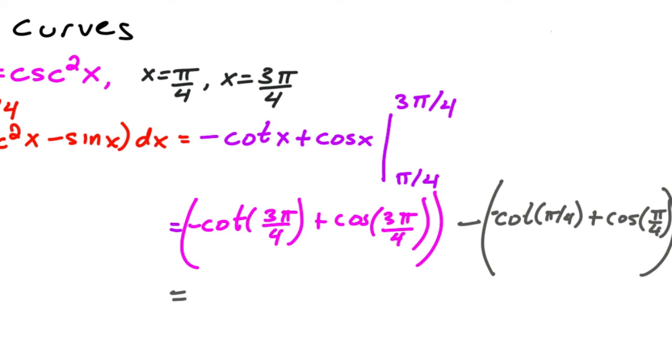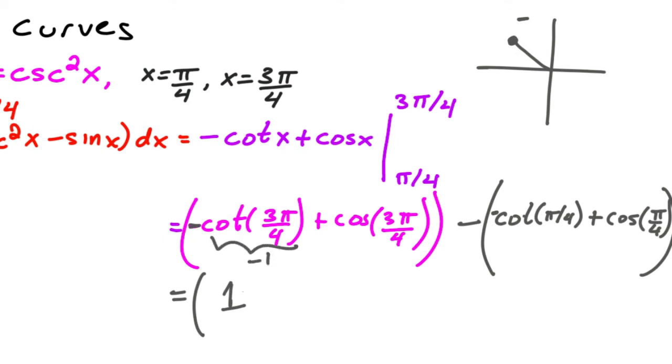So for cotangent of 3 pi over 4, let's go here to our trusty unit circle. That's right here in the second quadrant, right? And so tangent right here is equal to, since sine and cosine are the same except for the opposite sign, tangent is equal to negative 1, because tangent is negative in this quadrant. So cotangent is also negative 1. So you have the minus and then the negative 1, which makes that positive 1.